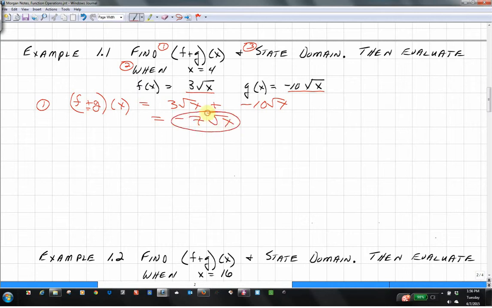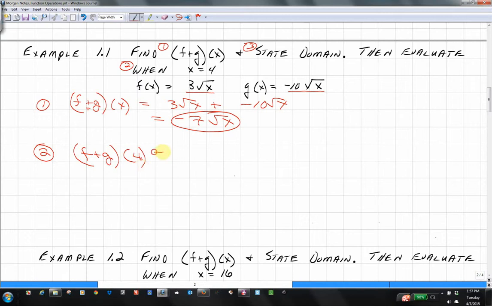And there's the f and g added together, combine them first. Okay. Next problem would be say, okay, evaluate it when x is equal to 4. So what I'm going to do is I'm going to use the right nomenclature. I'm going to say, okay, here's f plus g, and then I'm going to evaluate it at 4. Now, the 4 is not part of the equation. It's just saying I'm putting 4 into all the x's.